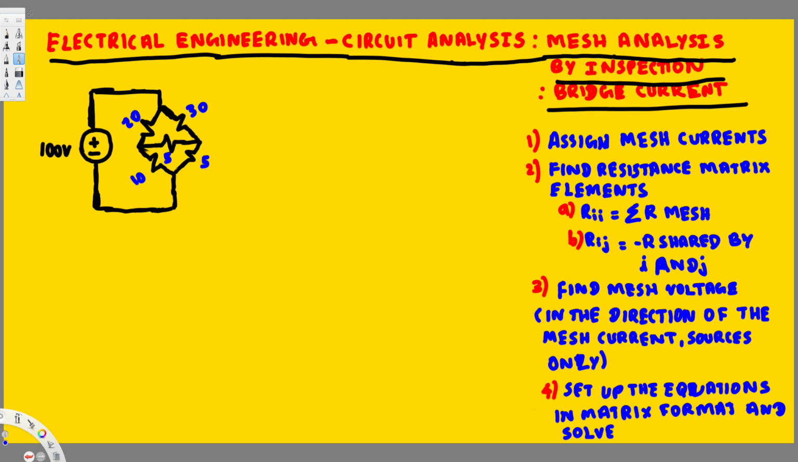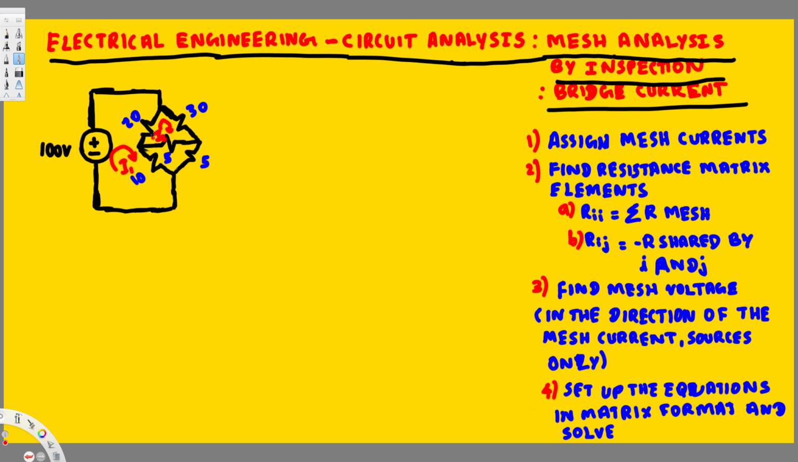What's going on, guys? In this video we are going to see how to find mesh currents and branch currents using mesh analysis by inspection method. So here we have the steps to find this one using mesh analysis by inspection. The first step is assign mesh currents. So let's name this one as I1 and let's name this one I2.